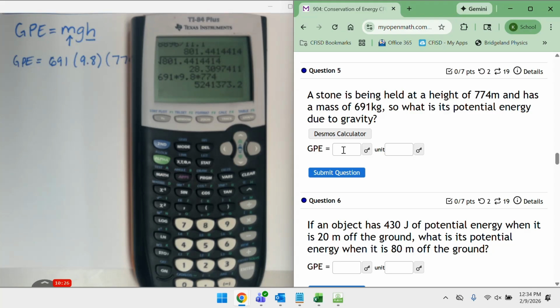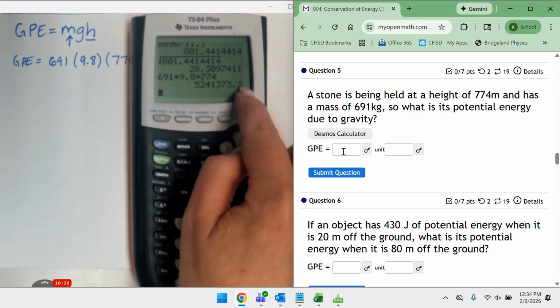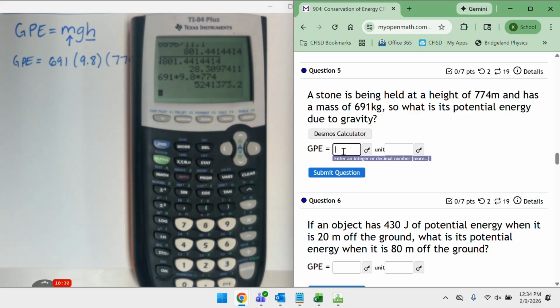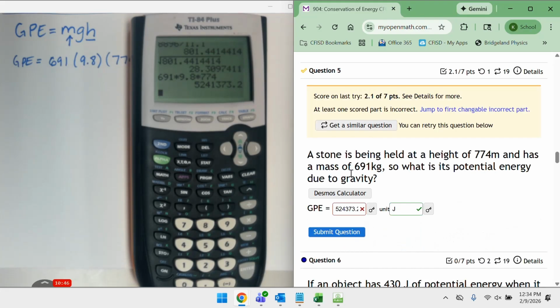Now you could put this in scientific notation, you would just need to include all those digits. All right, so I'm just going to type it out as is. If you use the Desmos built-in calculator, you could copy paste it, but 5,241,373.2. Type it exactly as it is, and then energy is in units of joules.